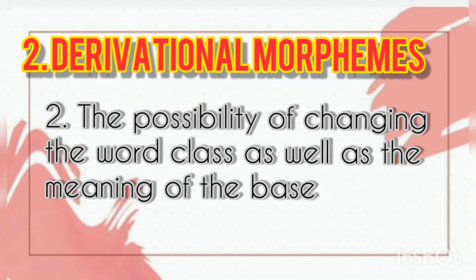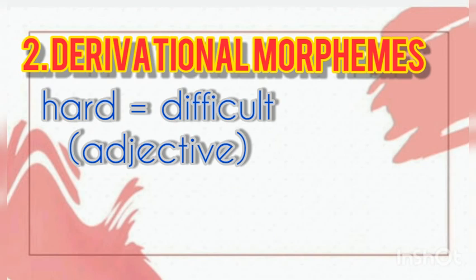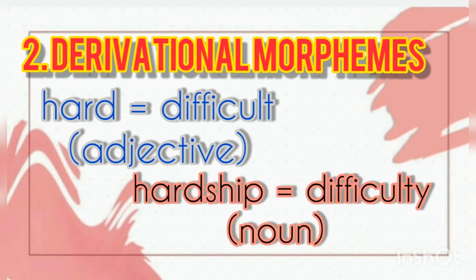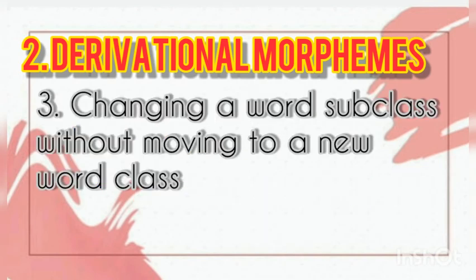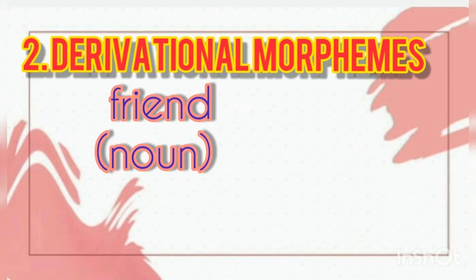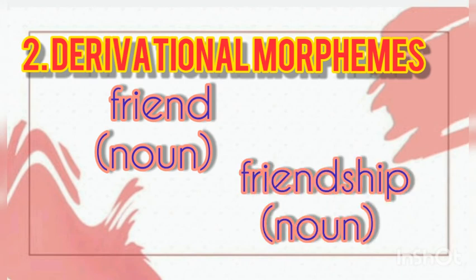For example, the word hard, which is an adjective, to hardship, which is a noun, or changing a word subclass without moving to a new word class. For example, the word friend, which is a noun, becomes friendship, which is a noun.